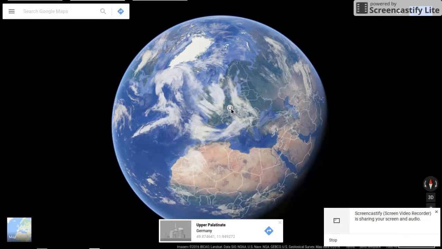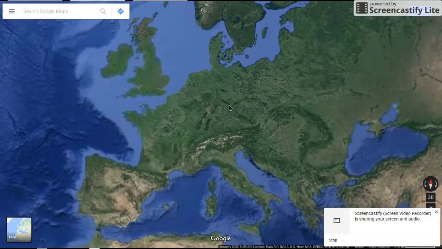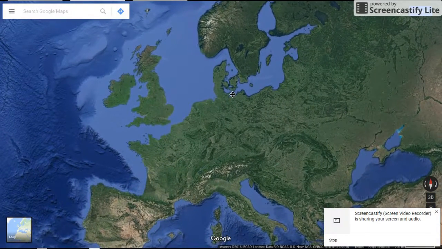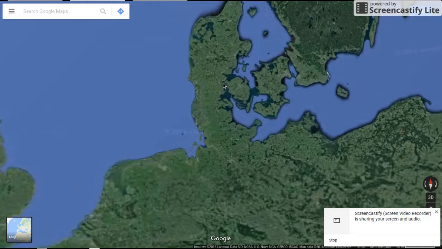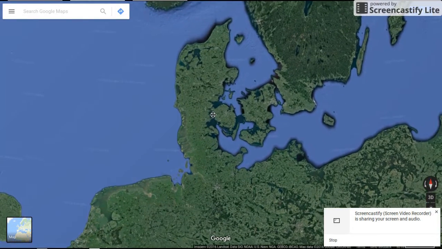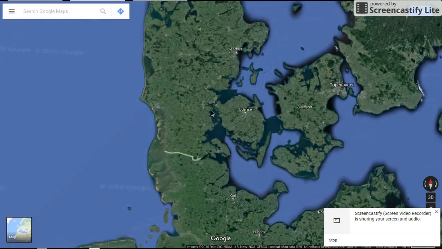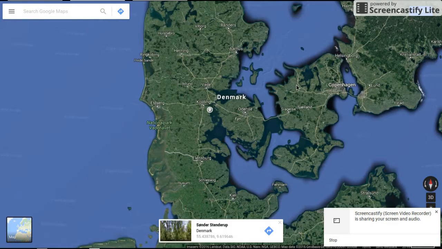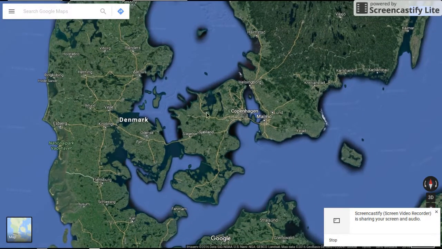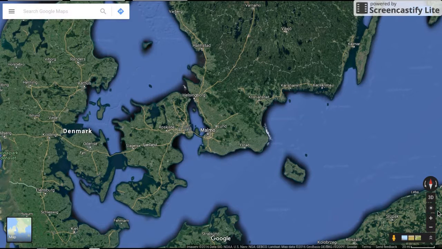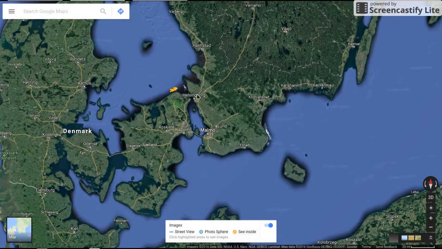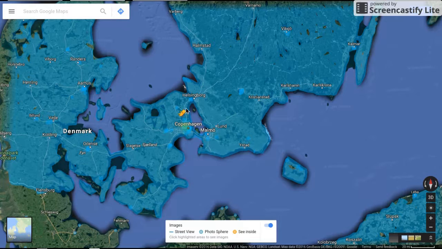Bonjour, où est l'Europe? Voilà l'Europe. Où est Danemark? Voilà Danemark. Quelle est la capitale de Danemark? La capitale de Danemark est Copenhagen. Quelle est la couleur de le drapeau de Danemark? C'est rouge et blanc. Où est le drapeau de Danemark?